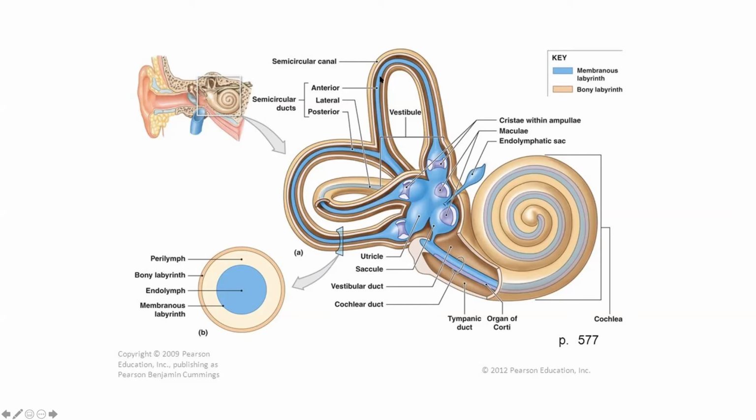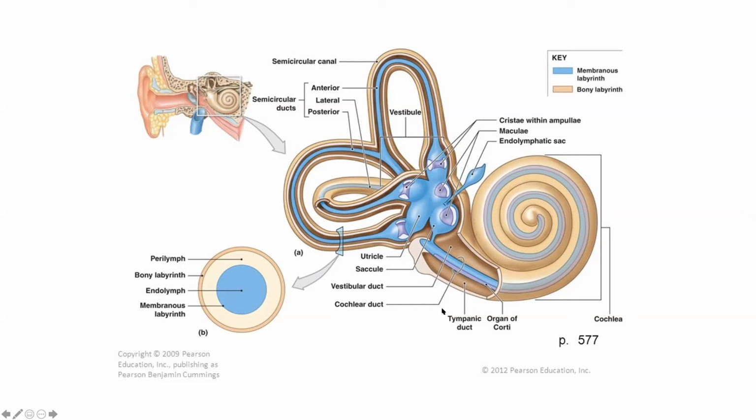And then it has the semicircular canals here, the anterior, lateral, and posterior. And then we have the cochlear portion, this shell-like structure here. And we'll talk about how the sound comes in and stimulates hair cells so that we can hear.